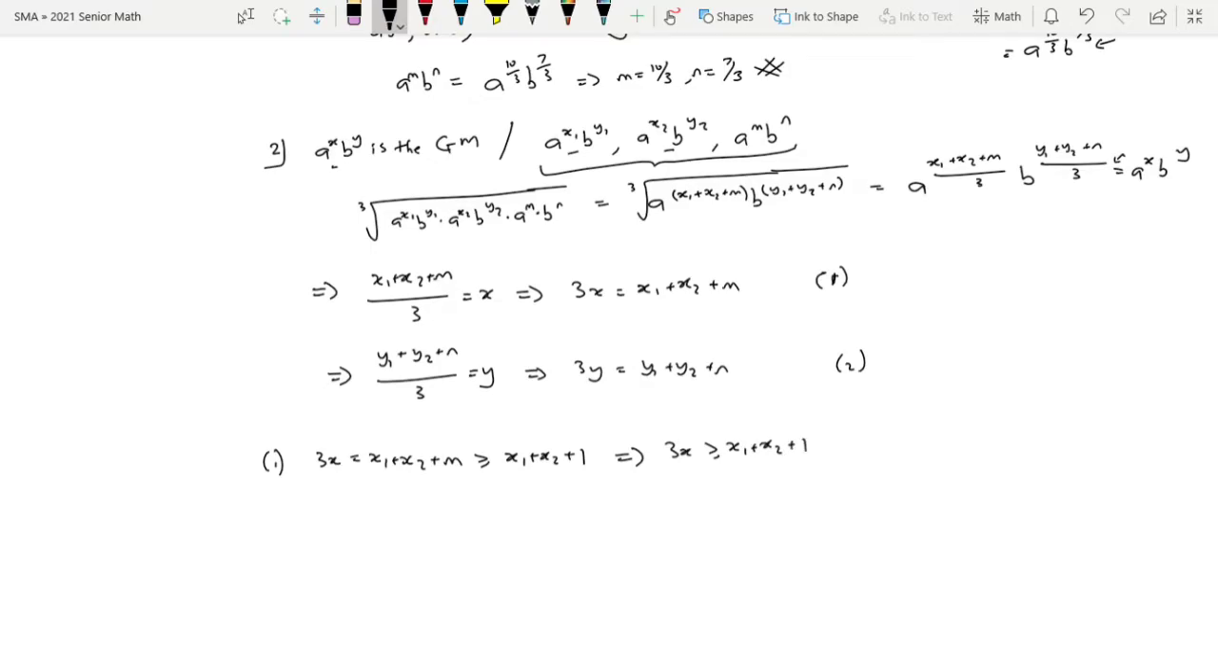Good. And from 2, we have something similar too. We end up having that 3y is y1 plus y2 plus n. And since n is a natural number, n is greater than or equal to 1. So this is greater than or equal to y1 plus y2 plus 1, which implies that 3y is greater than or equal to y1 plus y2 plus 1, right?